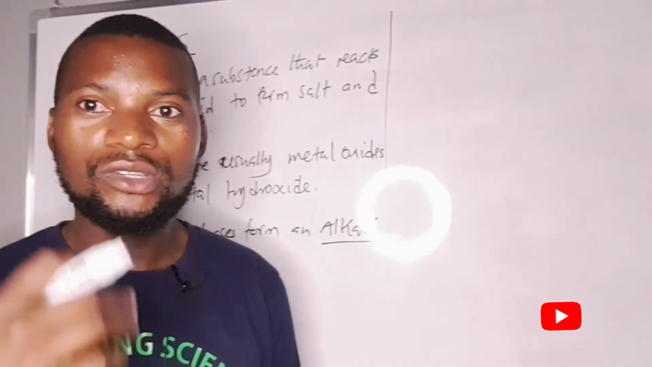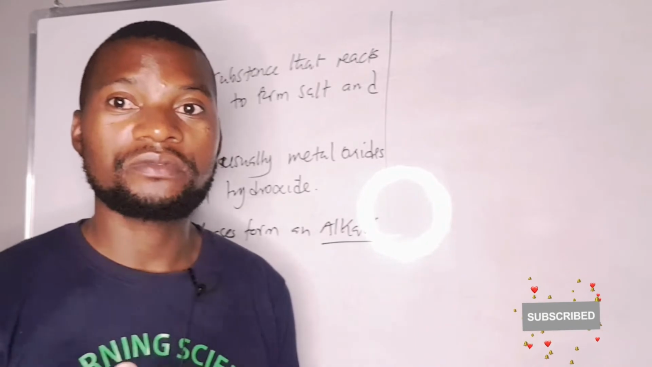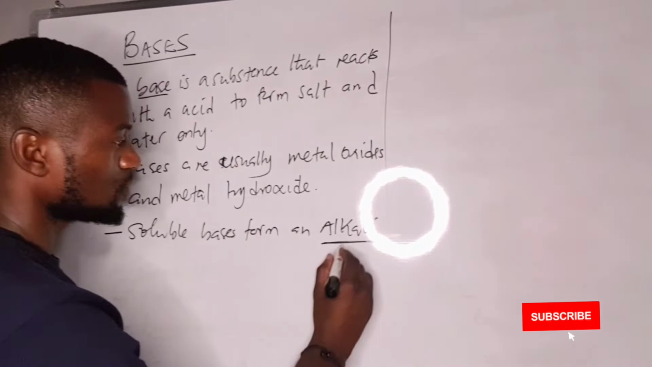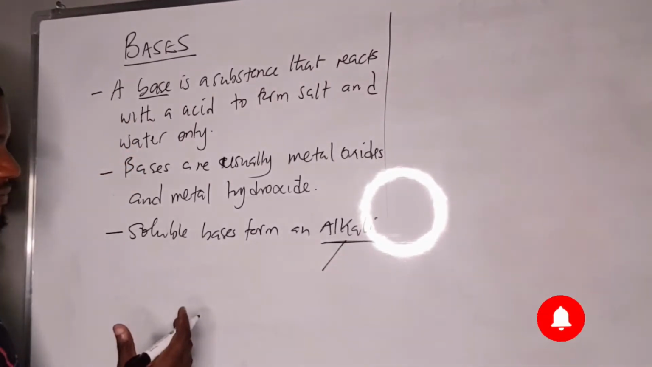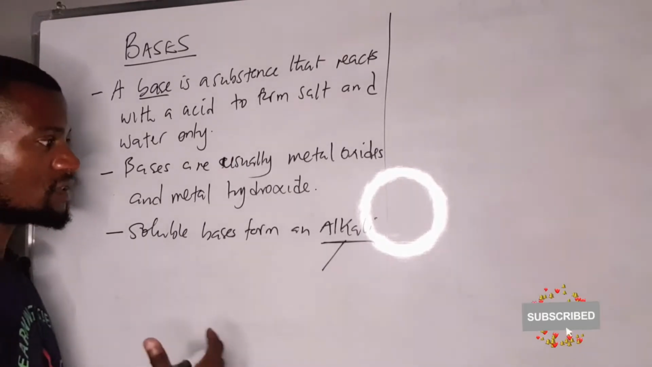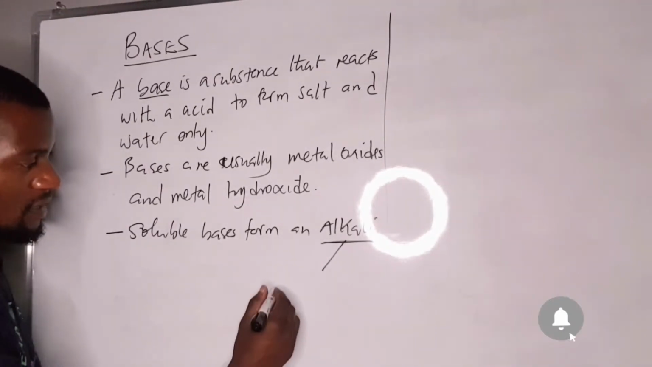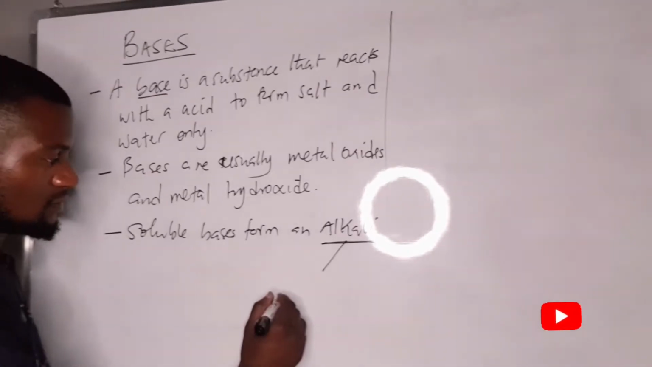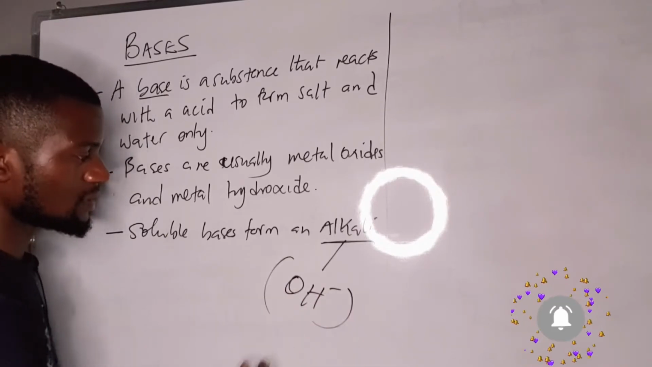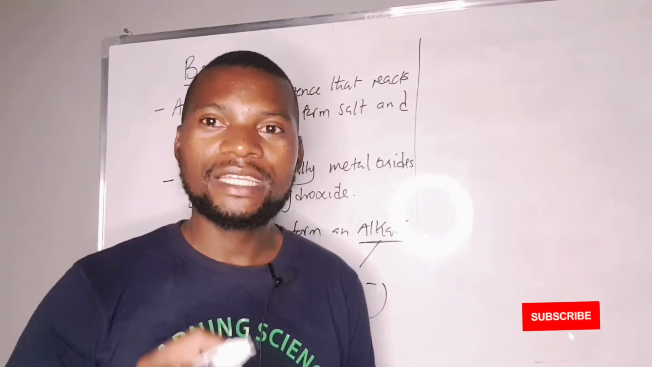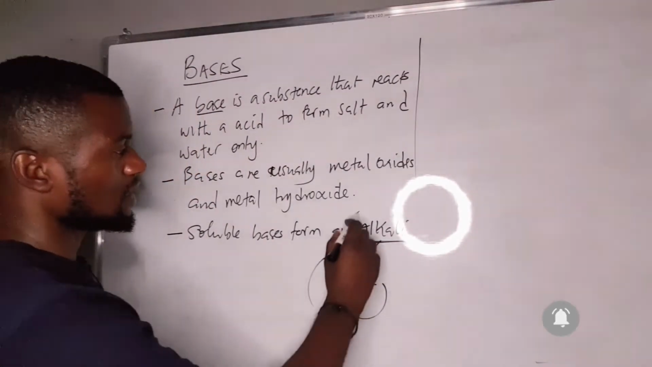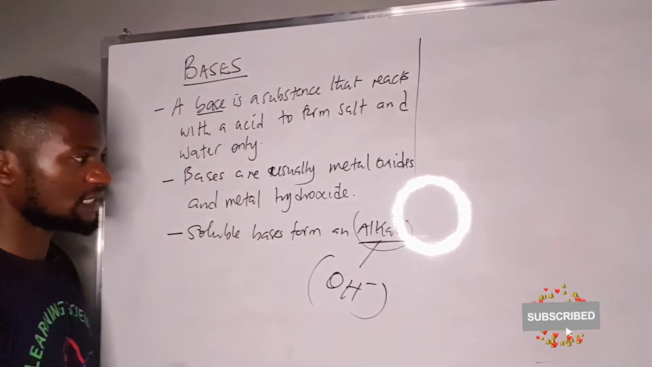Basically a soluble base is a base that is able to dissolve in water. So these soluble bases form an alkali, which is a base that dissolves in water, giving the hydroxide ions. They are able to give out the hydroxide ions as the only negatively charged ions. That's why we call them alkalis, because they are able to dissolve in water.